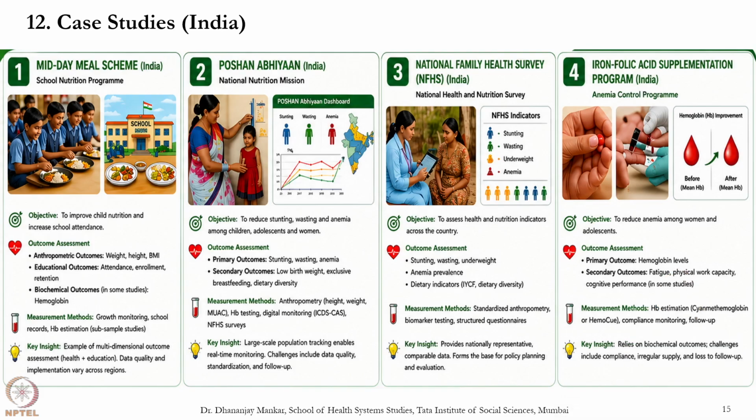The iron folic acid supplementation program is an anemia control program, focused on before-and-after hemoglobin improvement, seen as a reduction in anemia among women and adolescents. The primary outcome is hemoglobin level; secondary outcomes are fatigue, physical work capacity, and cognitive performance. The measurement methods were HB estimation and compliance monitoring with follow-up.